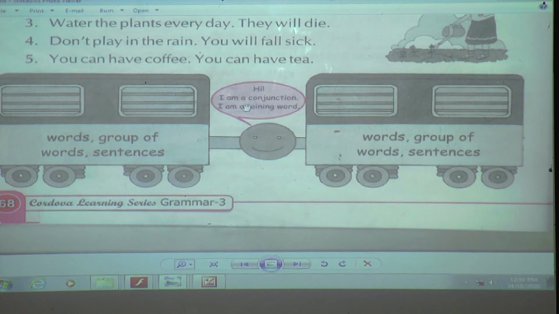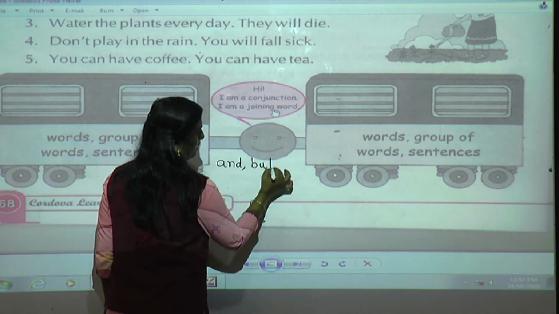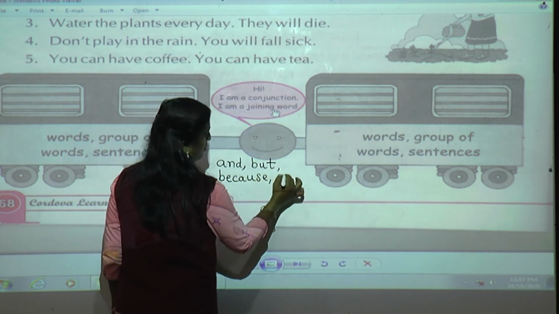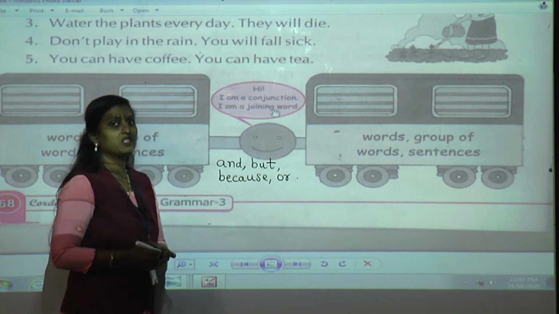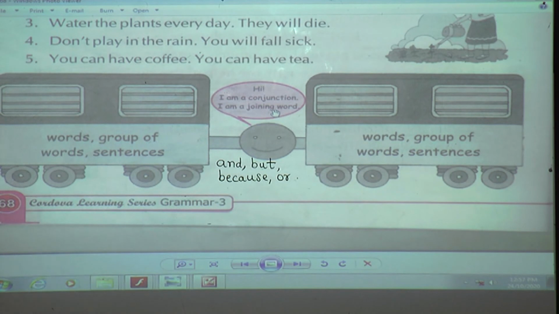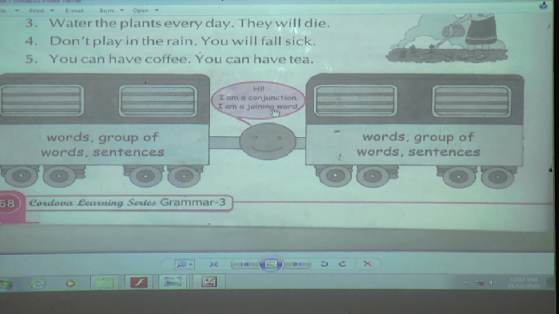So what is a conjunction? It is a joining word. In that, what have we learned, students? Can you tell me? And, then B-U-T, but, because, and what was the last? O-R, or. These four conjunctions we have learned today. I hope that you have understood how we have to join two groups of words or sentences with the help of these conjunctions. I know you are excitedly waiting for the animation of this lesson. Are you ready, students? You can close your book and then we can start.